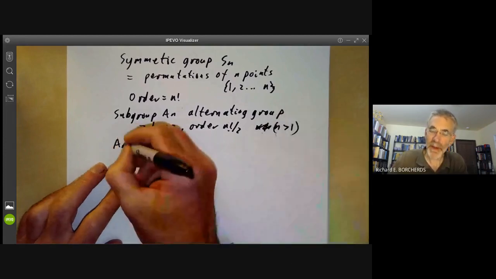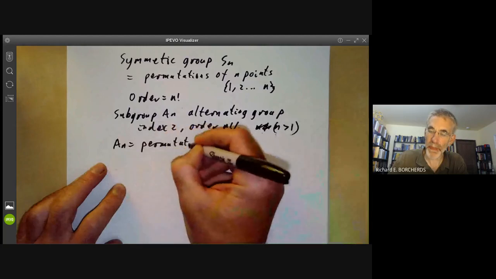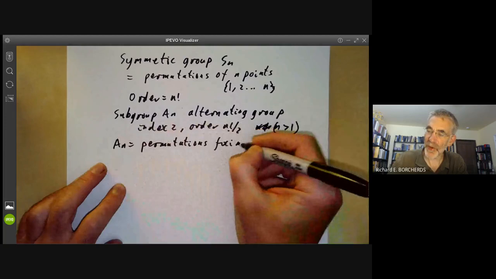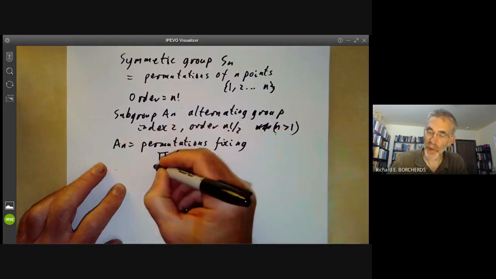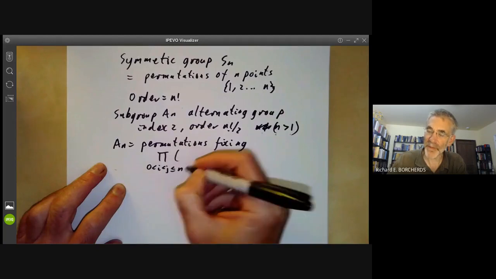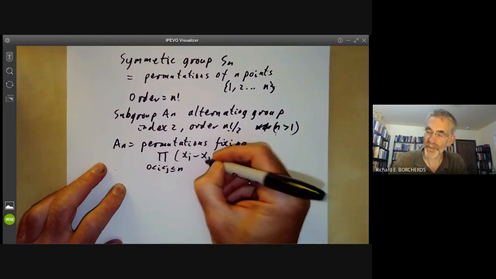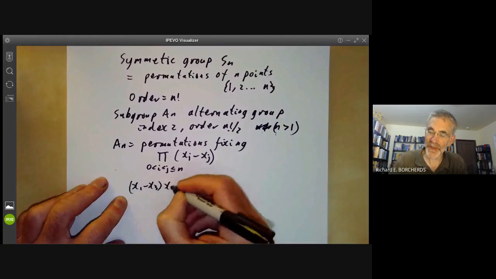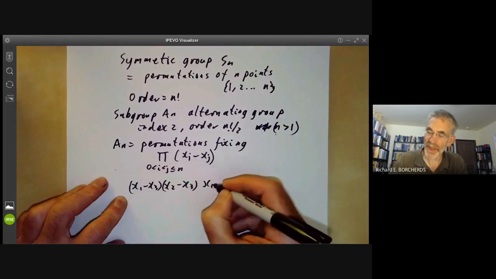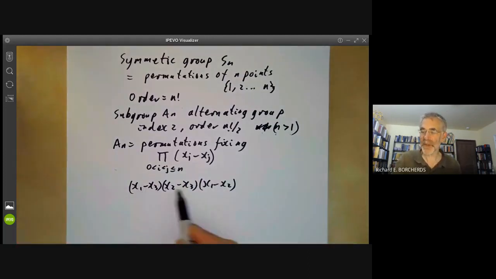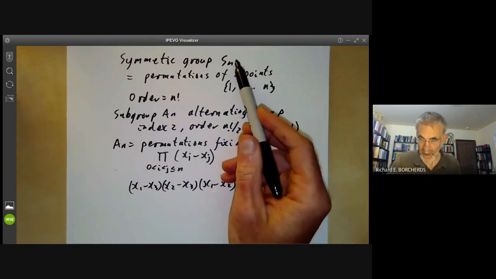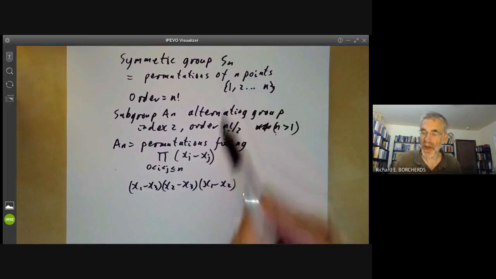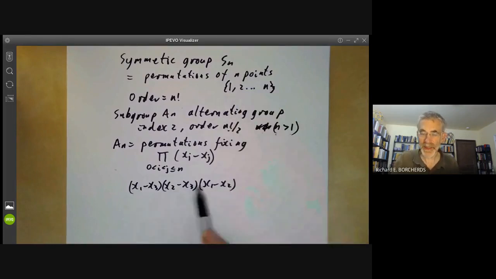And An is the group of all permutations fixing the following polynomial. You just take the product over 1 less than or equal to i less than j less than or equal to n of xi minus xj. So for instance, for n equals 3, this looks like x1 minus x3, x2 minus x3, x1 minus x2. And you can see if you permute these numbers 1, 2, and 3, you will permute these factors, except you may change the sign of some of these factors. So any permutation of the symmetric group maps this polynomial either to this polynomial or minus this polynomial.